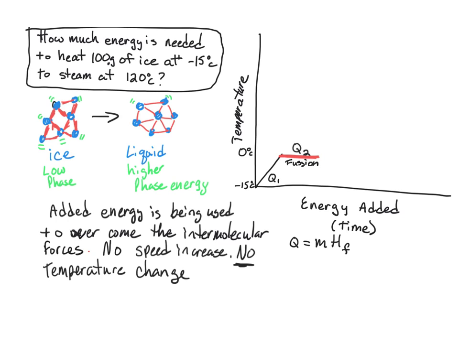So that's what's happening right here. So Q is going to equal the energy needed to do this. M is the mass of the substance. In this case, it's 100 grams. And my H of fusion would be given to you. And in this case, it's going to be 334 joules per gram. So I substitute these in.